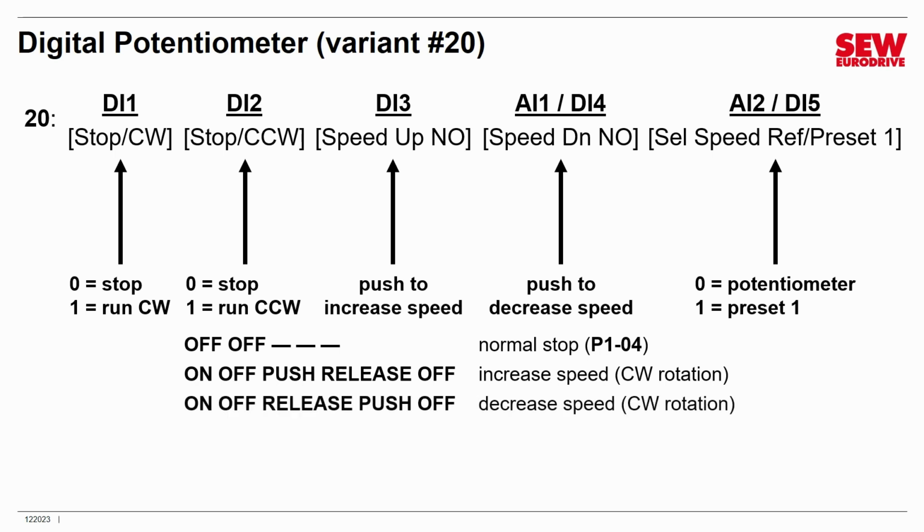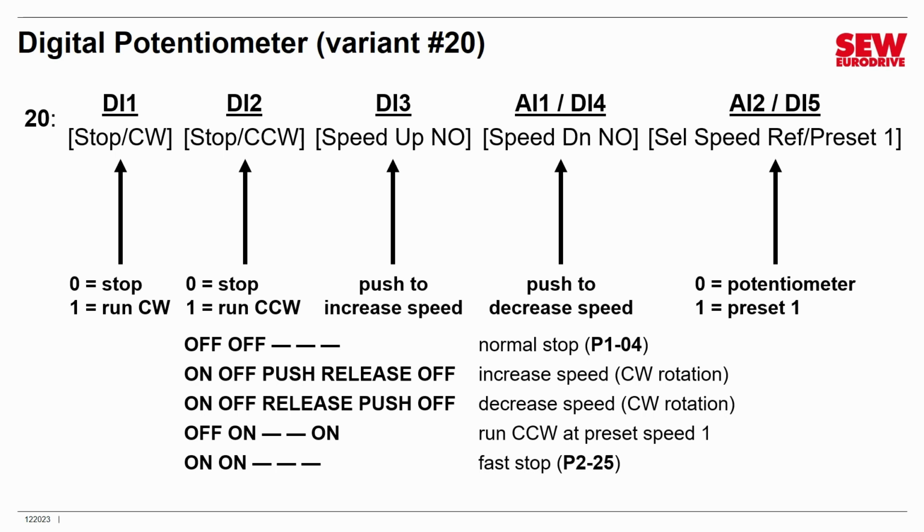If you have exactly the same arrangements, but you push the button connected to digital input 4, the VFD will slow down, but it will still be turning clockwise. If digital input 1 is off and digital input 2 is on, you will get counterclockwise rotation. And since digital input 5 is turned on, you will get the preset speed. So the digital potentiometer buttons will be ignored in this mode.